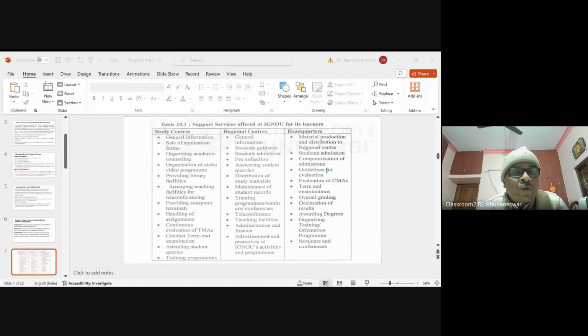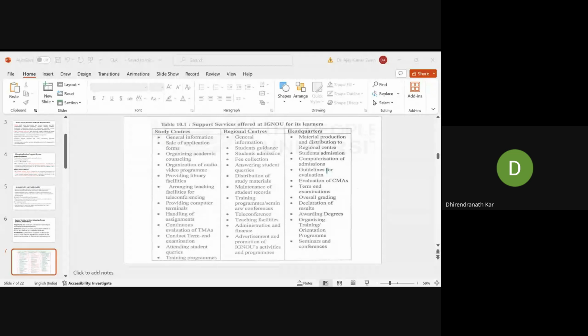Organizing audio video programs, providing library facilities, arranging teaching facilities for teleconferencing, providing computer facility, handling of assignments. Where do you have to submit all the assignments? Study center, sir. So the study center will evaluate through its counselors, and the assignment marks will be deposited to the regional center. The regional center will forward them to headquarters, then headquarters will publish them in your certificate. Conducting examinations, attending students.